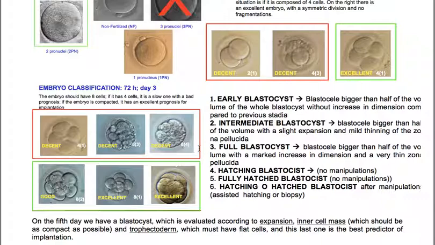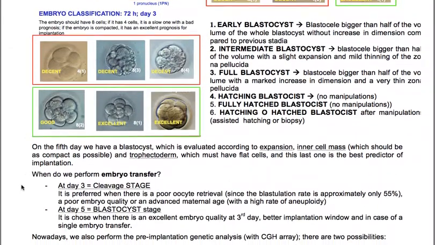We can have a full blastocyst when the blastocele is bigger than half of the volume with a marked increase in dimension and a very thin zona pellucida. We can have a hatching blastocyst, so no manipulations. We can have a fully hatched blastocyst, no manipulations. We can have a hatching or hatched blastocyst after manipulations, so assisted hatching or biopsy.